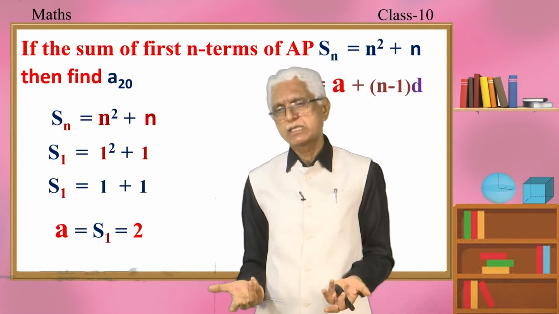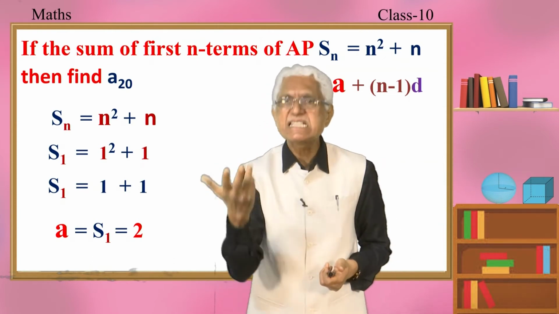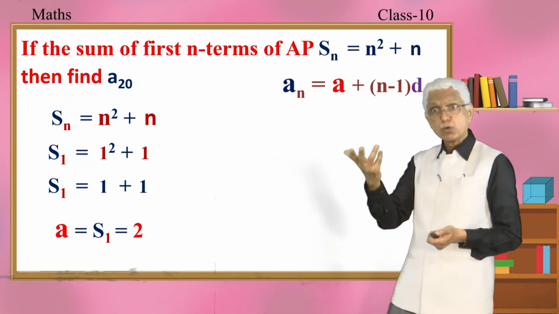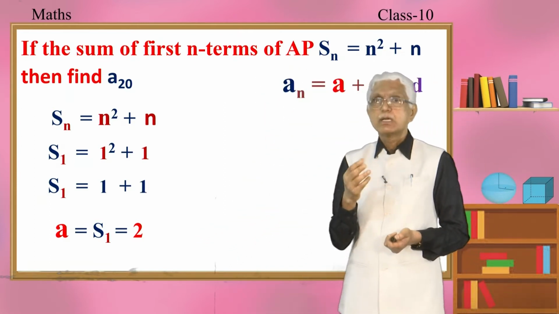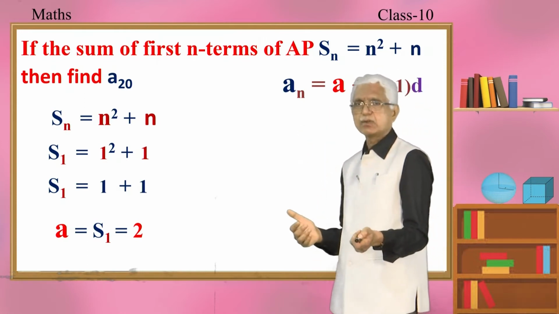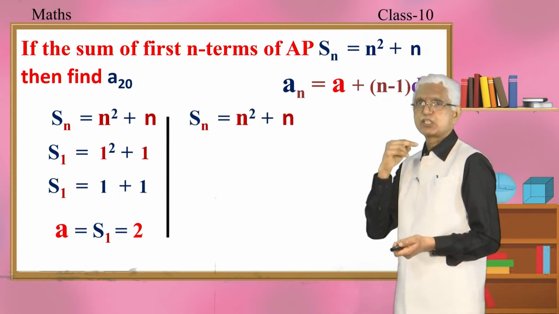What do you mean by the sum of the first term? The very first term. So a is S1, correct. If I say the sum of two terms, it is the first term plus the second term; the sum of the first term means the first term itself. So a is equal to S1, right. Now observe, I will find out S2.